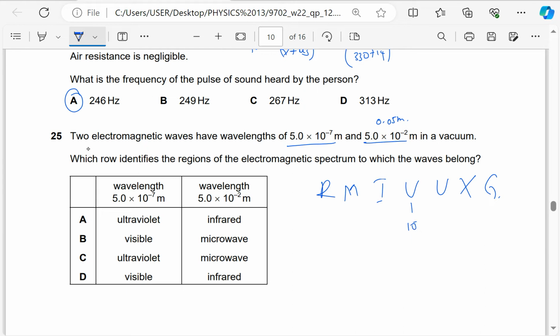Visible light is 10 to the power of minus 7. Infrared is about 10 to the power of minus 5. This is very close, 10 to the power of minus 2 or 10 to the power of minus 3 is microwaves. Radio waves start from 10 to the power of minus 1 up to 10 to the power of 4. So this is most likely visible, and this is most likely microwave. So we have visible light and microwave. So the answer is going to be B. On the other side, we have 10 to the power of minus 9, 10 to the power of minus 11, 10 to the power of minus 12, or minus 13.